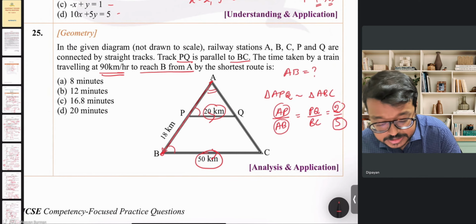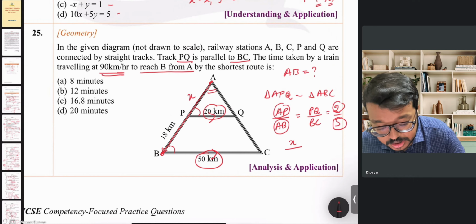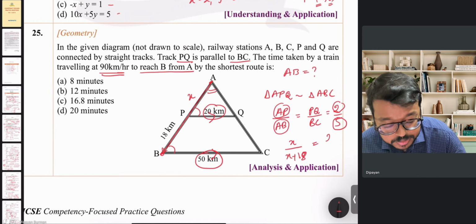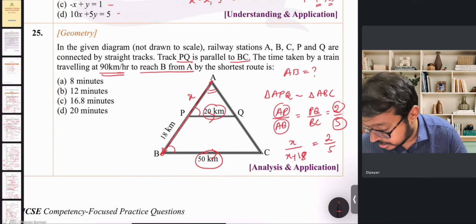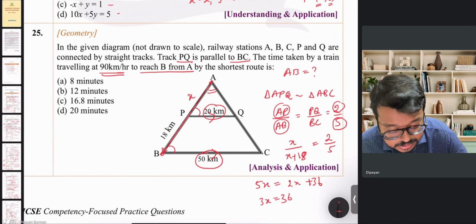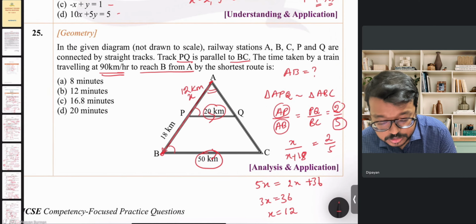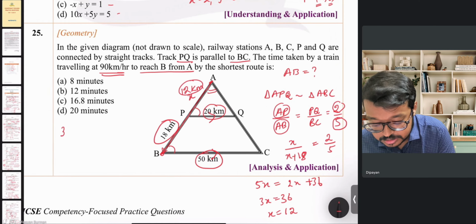AP I don't know, let's say x. So x by the length of AB, I can say x plus 18, that is equal to 2 by 5. Alright, so then if I cross multiply, 5x equals 2x plus 36, so 3x equals 36, x equals 12. So AP is 12 kilometers, and then the entire length AB is 12 plus 18, which is 30 kilometers.